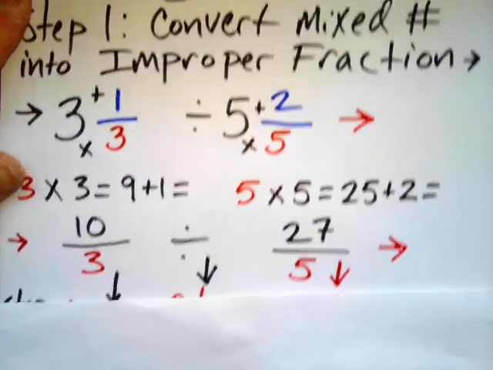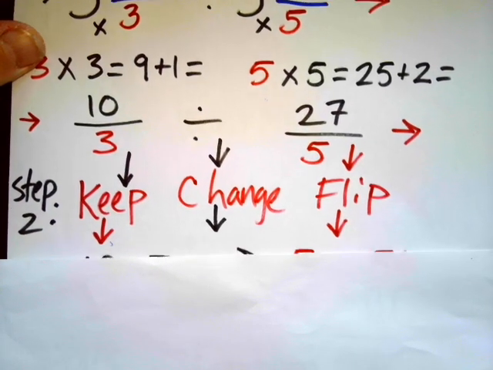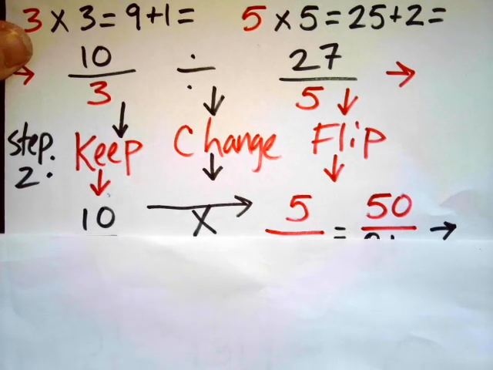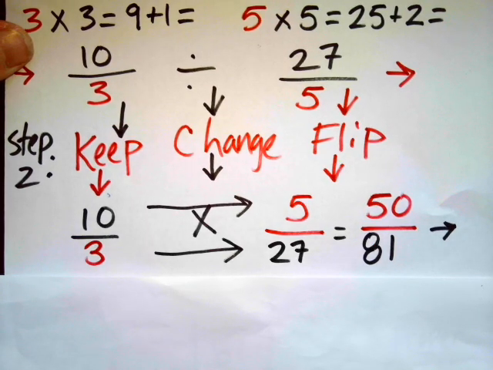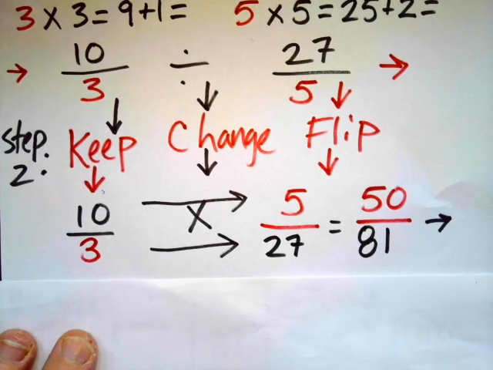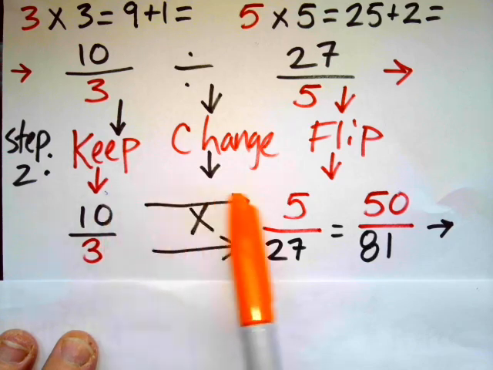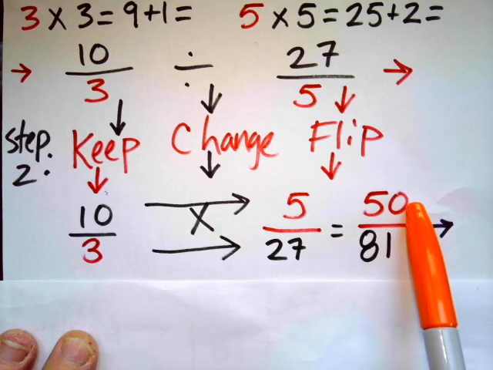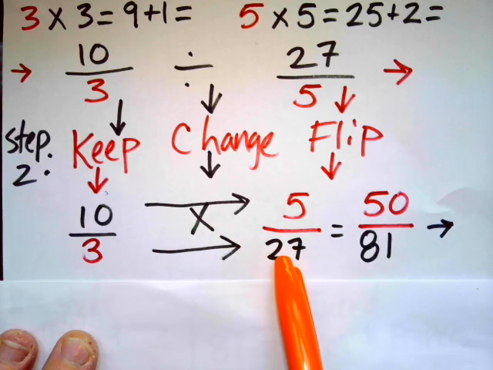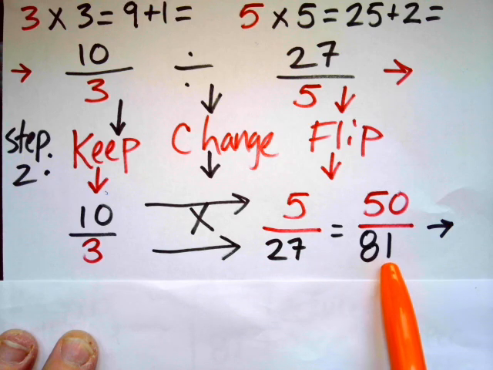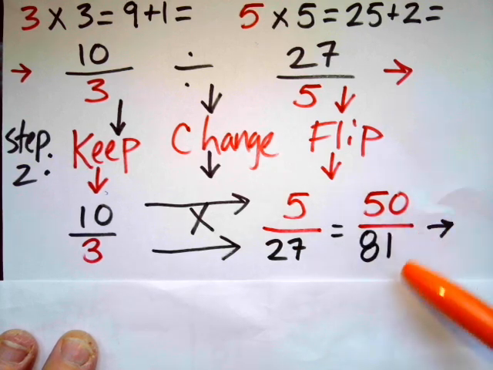So let's go ahead and take a look at what that looks like here. Keep, change, and flip. Again, this is how we convert a division problem into a multiplication problem. And when we multiply fractions, remember, we're multiplying top to top and bottom to bottom. 10 times 5 is 50. 3 times 27 is 81.